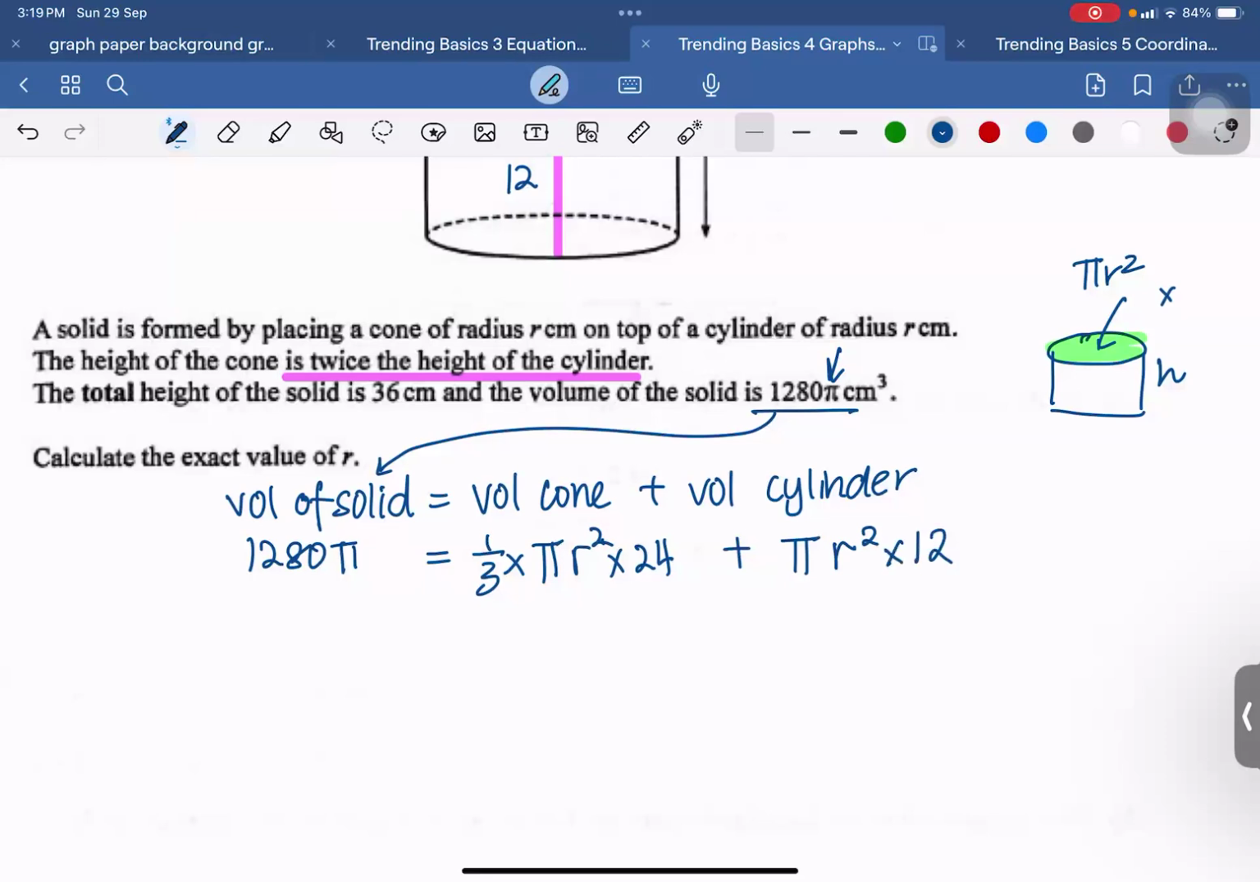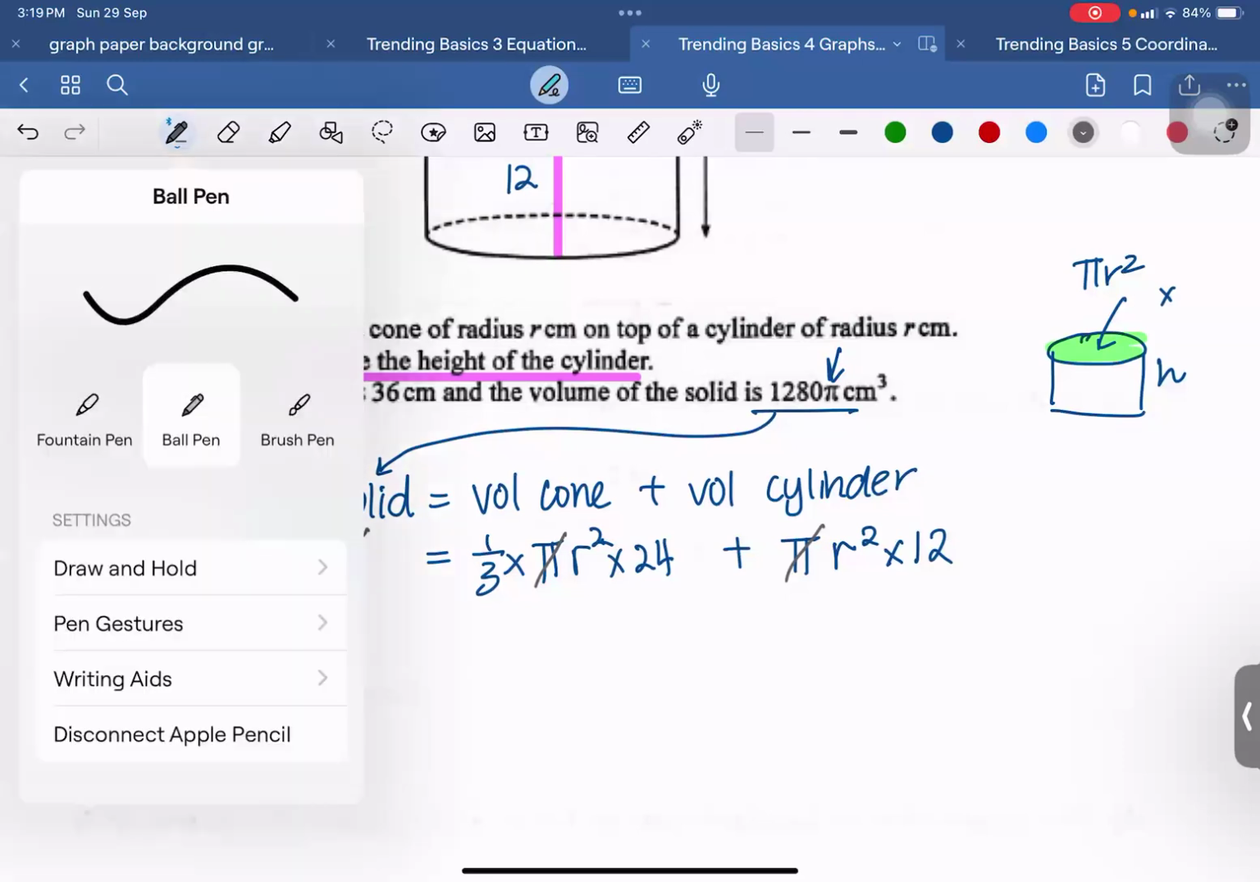Okay, notice I need to leave everything in terms of pi. Why is this so special? I have pi, pi, pi. All three have a common factor pi. So we can cancel. Yes. Okay, it's because it's a common factor, so that's why we can cancel away.